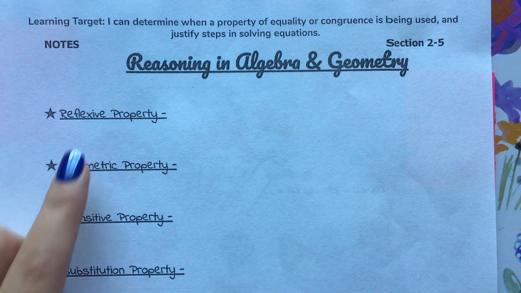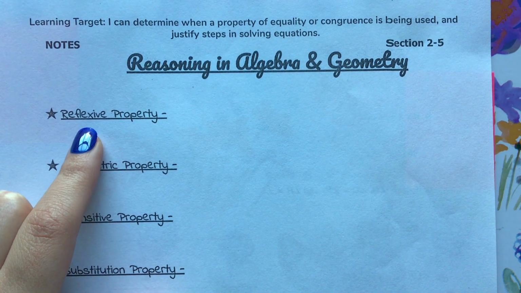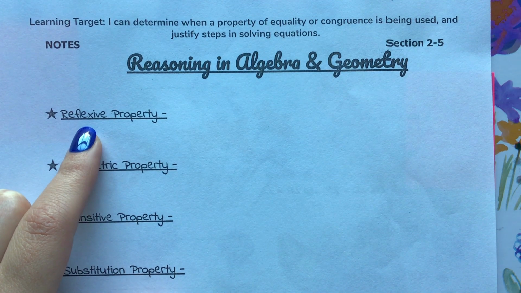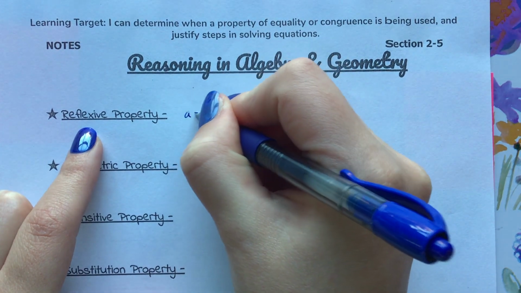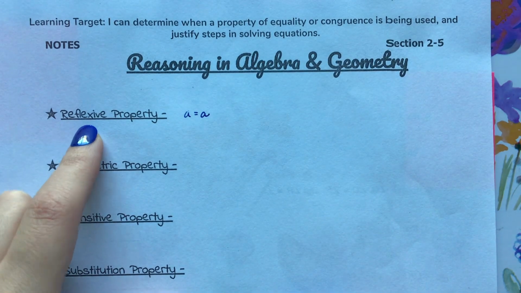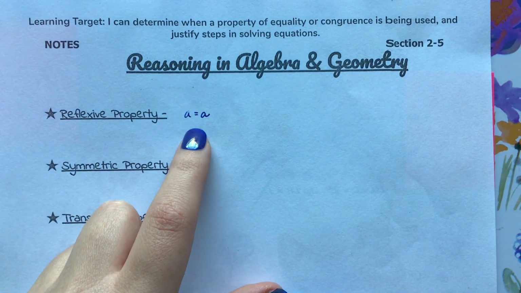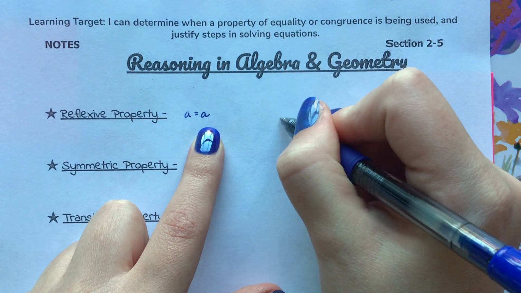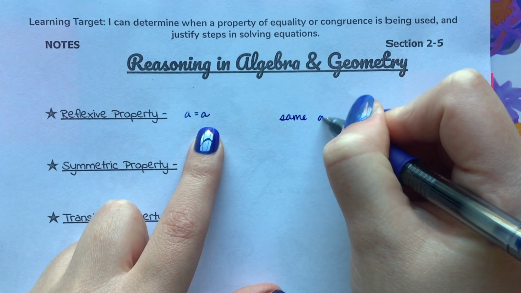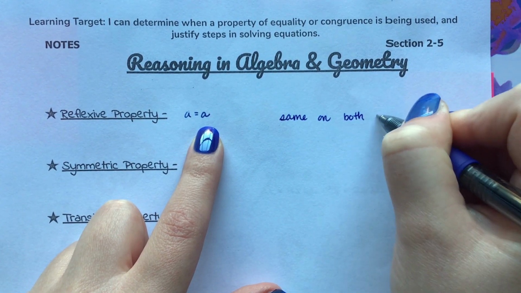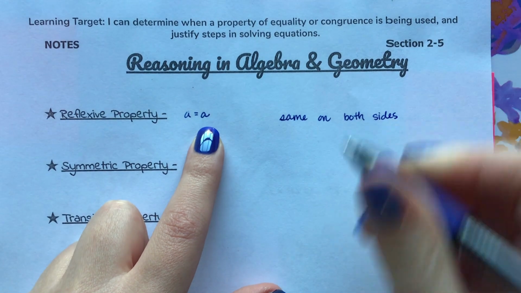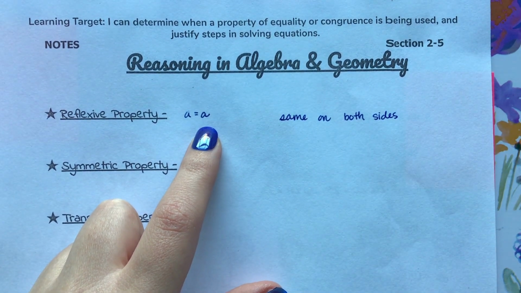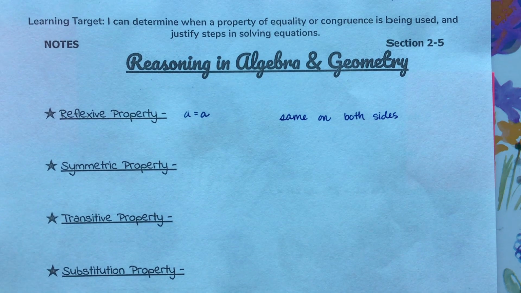The first thing that we're going to talk about is the reflexive property. The reflexive property in symbols is A equals A. In other words, some number equals that same number. The reflexive property is the same on both sides. So it might look like x plus 3 equals x plus 3, or 2 equals 2, and so on and so forth.